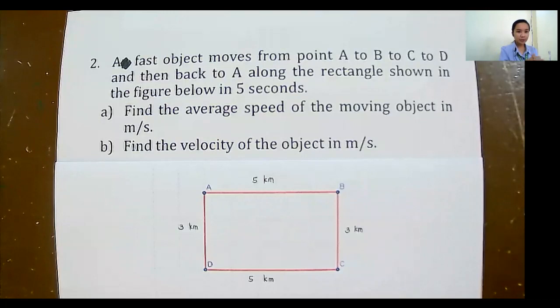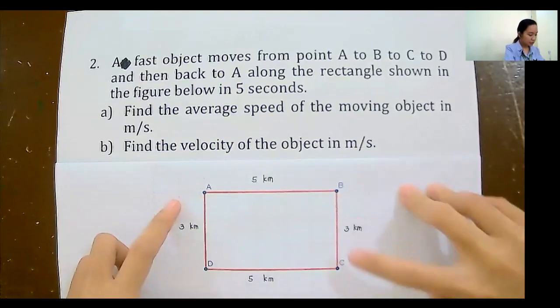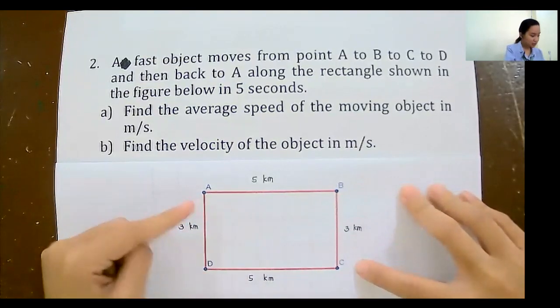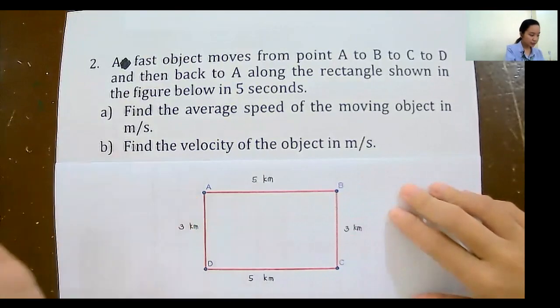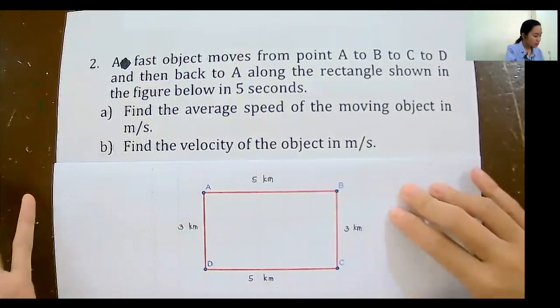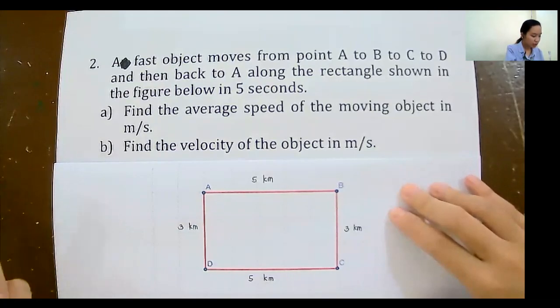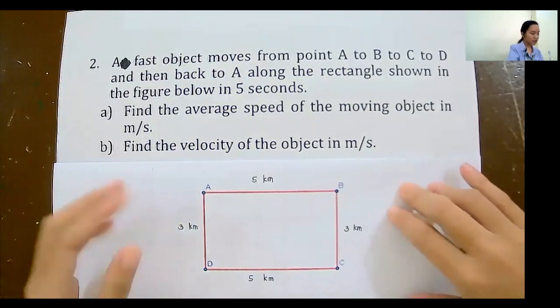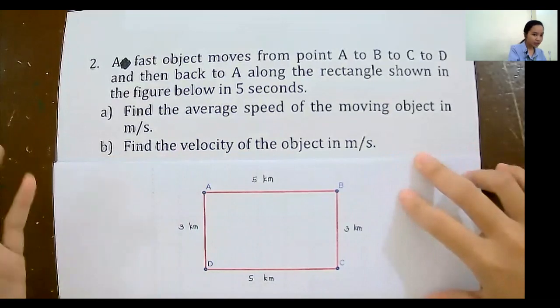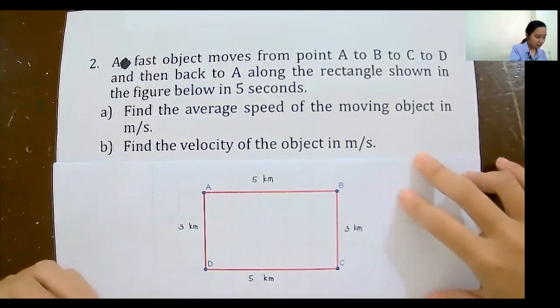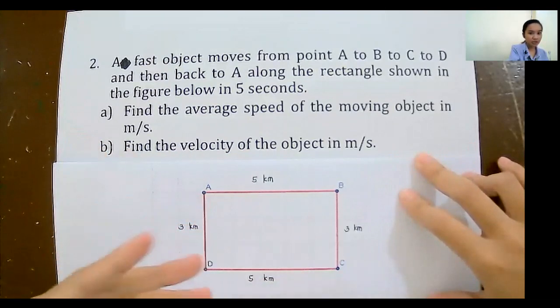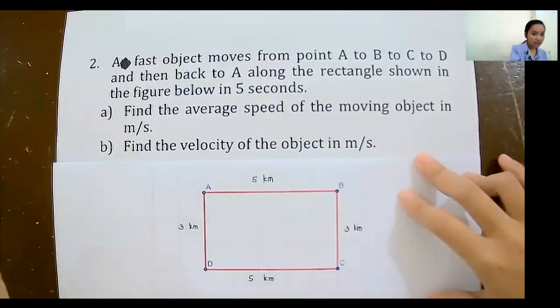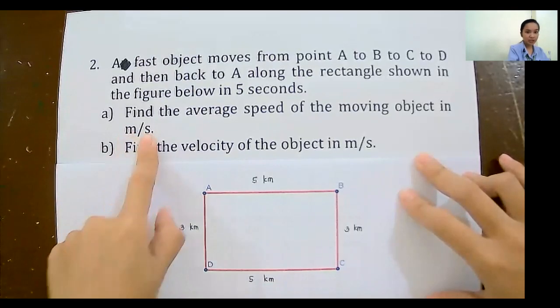For our next example, we have a fast object that moves from point A to B, to C, then to D, and then back to A, along the rectangle shown in the figure below, in 5 seconds. The first question is: find the average speed of the moving object in meters per second, and then find the velocity of the object in meters per second. You can observe that the given distance in the rectangle is in kilometers, so you have to convert kilometers into meters, since what we are looking for is meters per second.